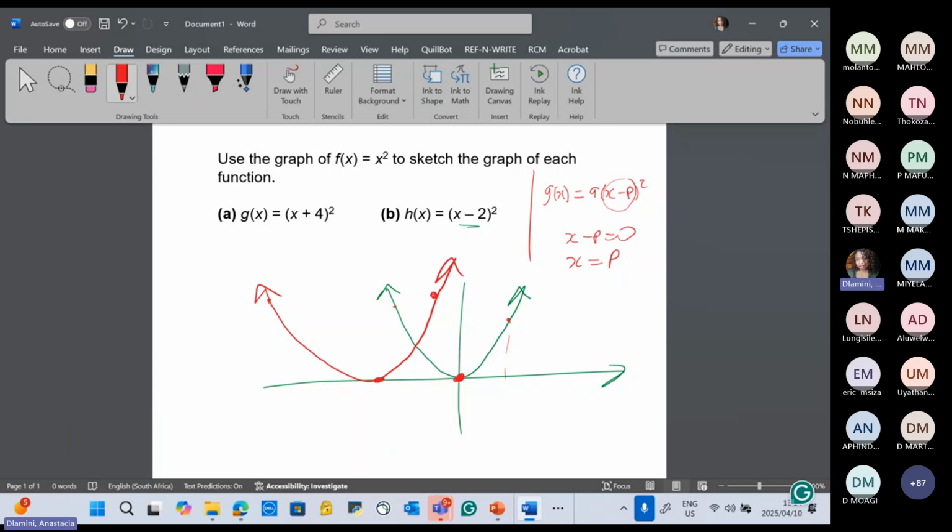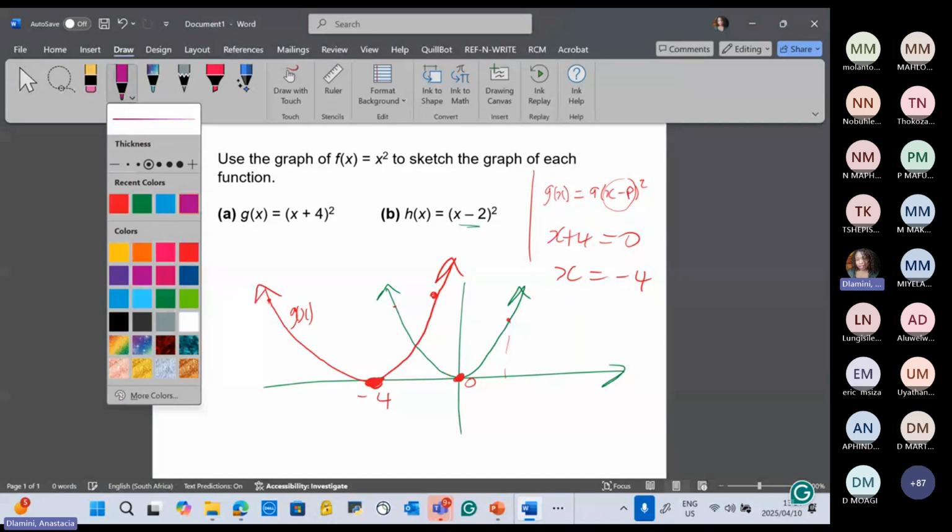Yes. Now, let's equate this and see. So if you equate this to 0, x plus 4 equals 0. So x equals minus 4. Do you see we are correct that we move to the left? Because minus 4 will be here. This was 0, minus 4 will be here. So we were right by saying we are moving to the left. Are we all together? Thank you. So this is g of x.